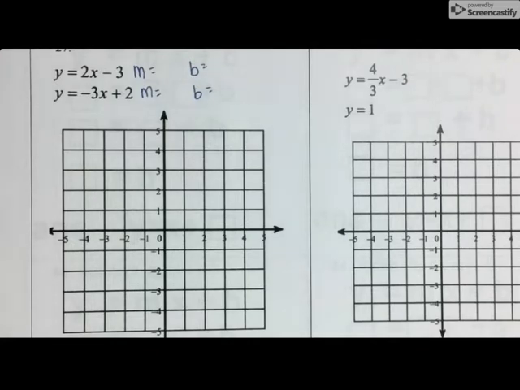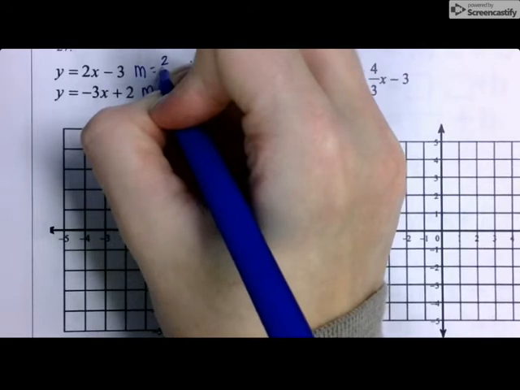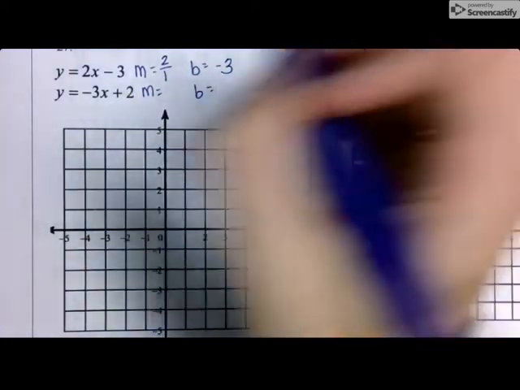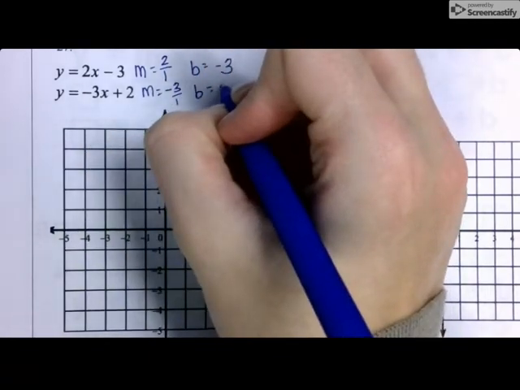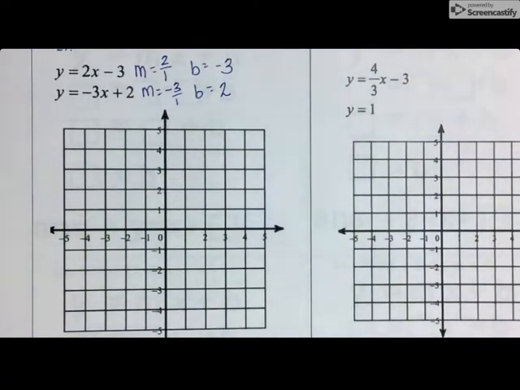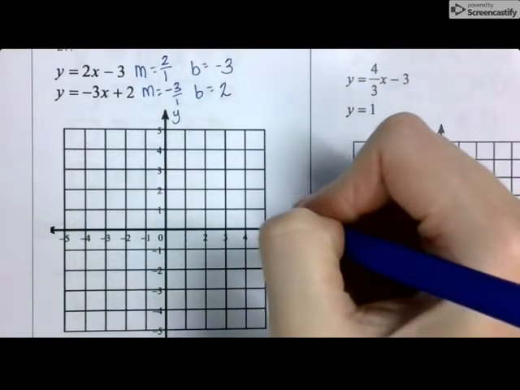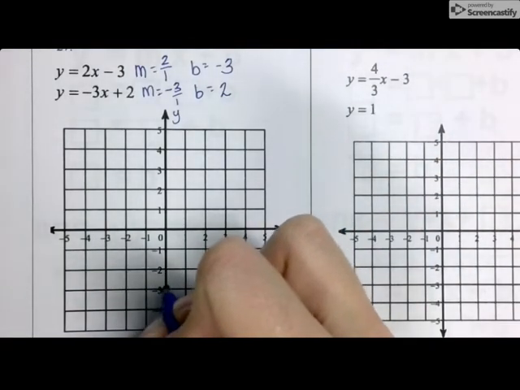Okay? So here, M is 2 over 1, and my B is negative 3. My M here is negative 3 over 1. My B is positive 2. Again, I'm just getting that from the equation. We already talked about picking out M and B. So I'm going to plot my B on my y-axis. Well, that's going to be at negative 3.